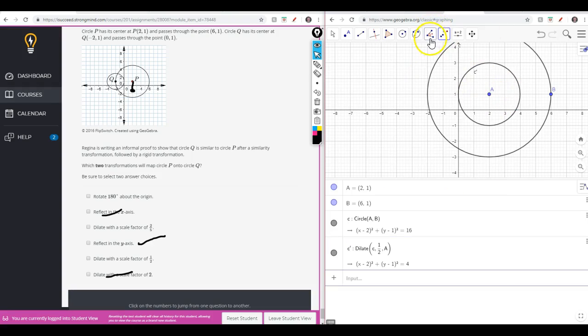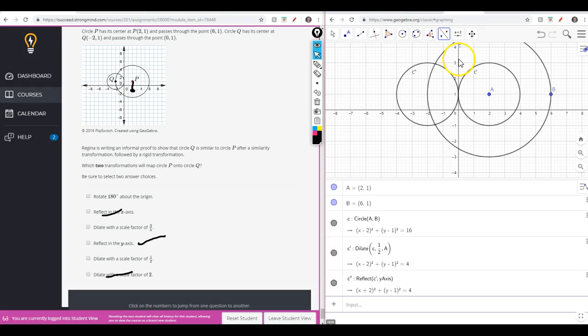There's our circle. Now we're going to reflect it about our line. Select object to reflect, then the line of reflection. So select our new circle, then reflect it. So again, here's our center at (-2,1), and it does pass through the point (0,1). So those are our options: reflect in the y-axis and dilate with a scale factor of 1/2.